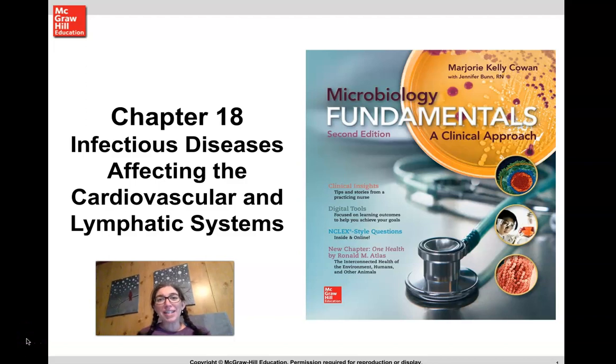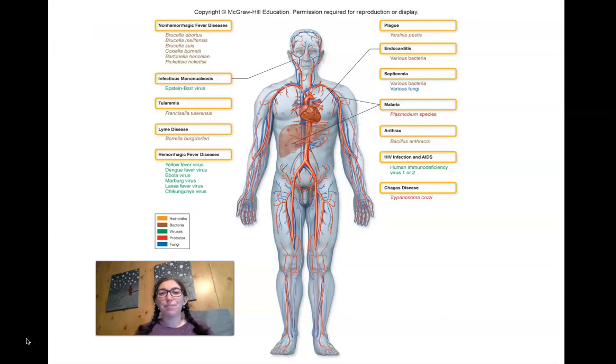Welcome to Chapter 18, which is the lecture all about infectious diseases affecting the cardiovascular system and to some extent the lymphatic system, which are two separate systems, but they kind of run and coincide with each other.